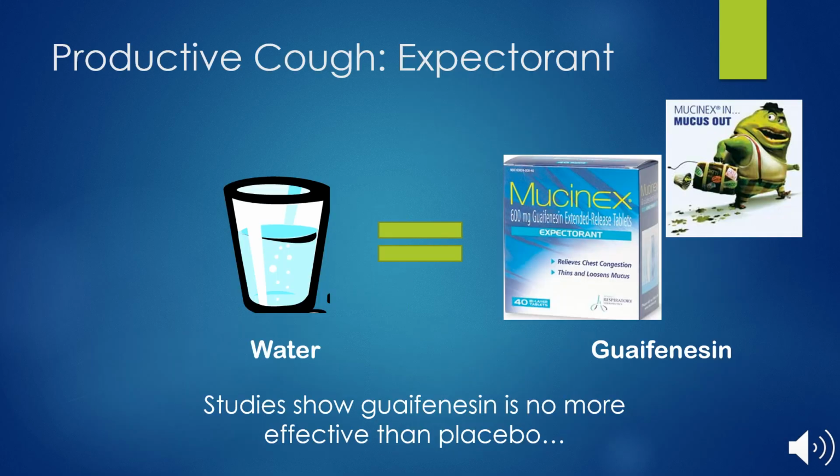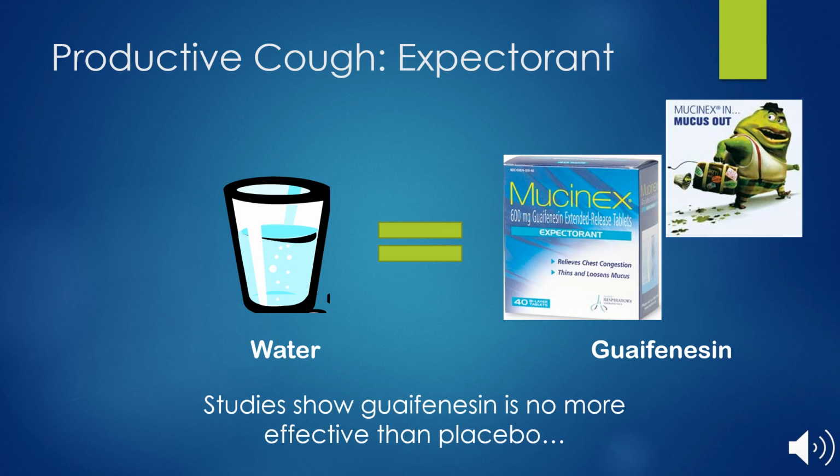So guaifenesin is what I mentioned on the previous slide as an option if a patient is experiencing a productive cough, meaning that they have to cough up some mucus or phlegm. It's an expectorant, and how it works is it tries to thin and loosen the mucus to make it easier to cough up. However, there have been some studies showing that it is essentially no more effective than placebo, and it's actually just as good as drinking a large amount of water. And it's not just going to be a little bit of water. Your patient is really going to have to drink a lot of water for it to work.